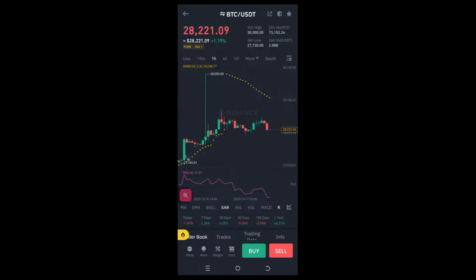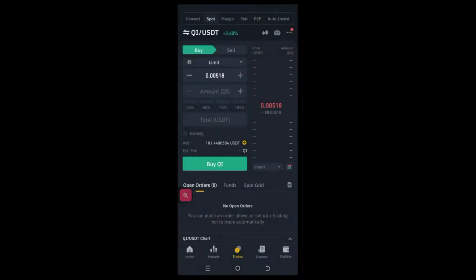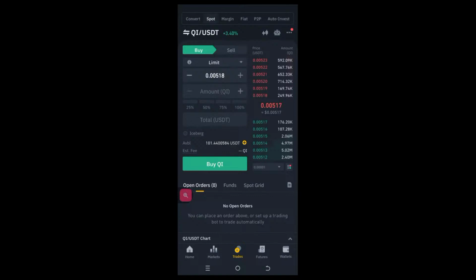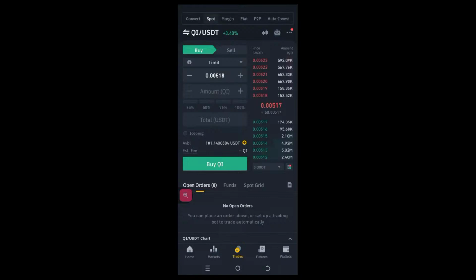But anyways, it's not about BTC. It's actually about QIUSDT, and that is our triangular arbitrage. And it's good. We were able to make money. But let me tell you something. When you're doing triangular arbitrage, you've got to be patient, because you never know when it's going to come out. The reason this took quite long, about 9 days, was because of the bloodbath that happened, and we had to change from Lena BTC, go all the way, change to QIBTC, and then sell for profit in QIUSDT. So it took a long roundabout journey, but eventually we arrived at profit.